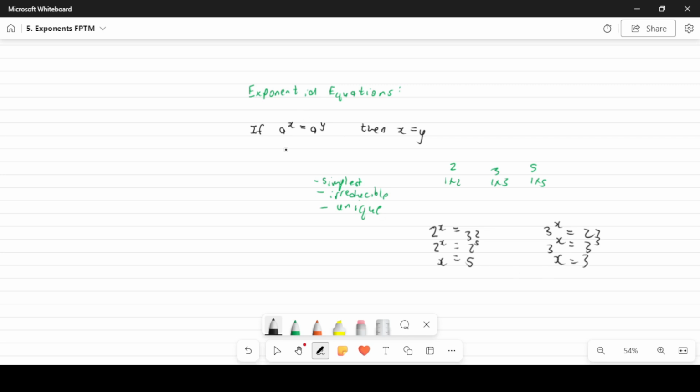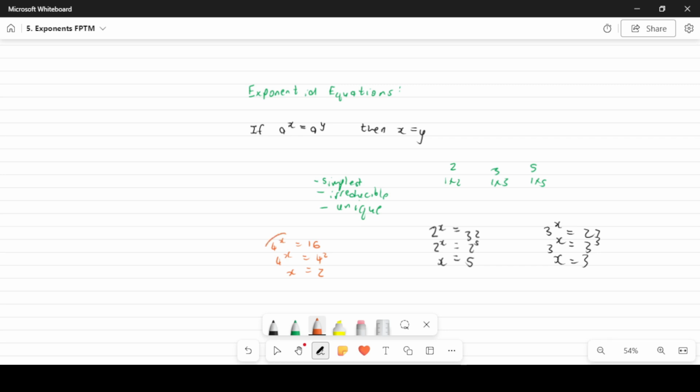Now, I must state that this logical rule did not state that the bases have to be prime. I just use prime bases to explain the rule. Let's say we have 4 to the x is equal to 16. Then I can say that 4 to the x is equal to 4 squared, therefore x is equal to 2. Right? The bases just have to be the same. It does not have to be prime bases.